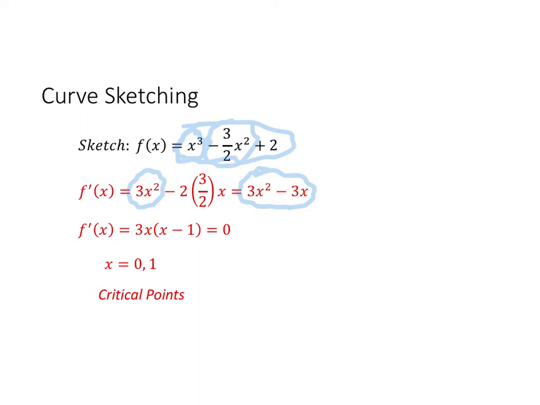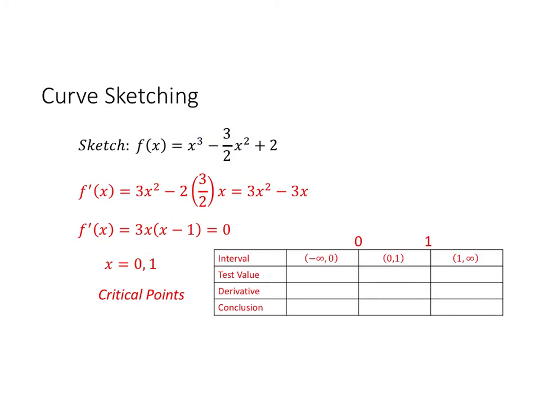Now, to find the critical points, we're going to set that equal to 0. First thing I'm going to do is simplify this by factoring out the 3x. That gives me 3x times x minus 1 is equal to 0. Well, 3x could be equal to 0, in which case we'd have x equal to 0. Or x minus 1 could equal 0, in which case we have x is equal to plus 1. So our critical points in this case are going to be 0 and 1.